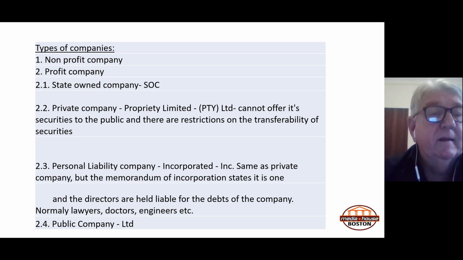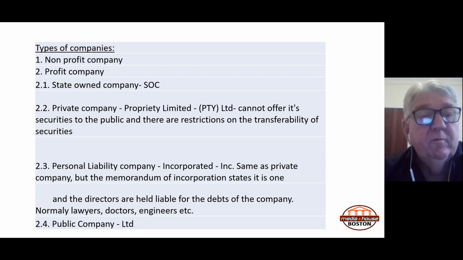business ownership. If we look at types of companies that we have, we've talked about private and public companies, but we now have to look at the different types. So we have what is called non-profit companies. These are companies that do not exist to make a profit. These are typically your charities, church organizations, NGOs. So they are non-profit companies.